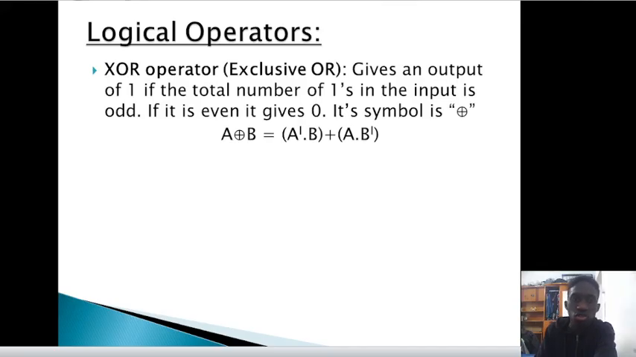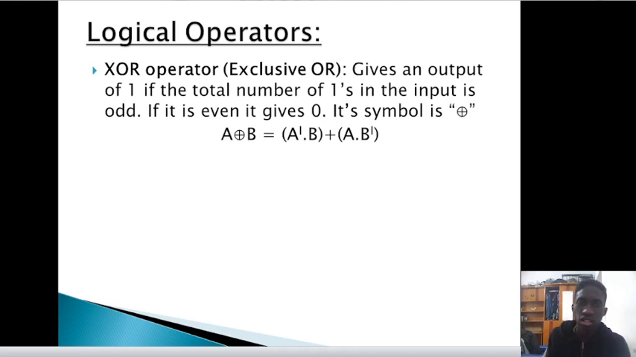So we want to cover exclusive OR. Exclusive OR gives an output of 1 if the total number of ones in the input is odd. So the total number of ones in your input has to be odd, rather. It has to be an odd number. And if you have an even number of ones, you'll get an output of 0. Its symbol is a plus enclosed in a circle. That's the symbol for exclusive OR.